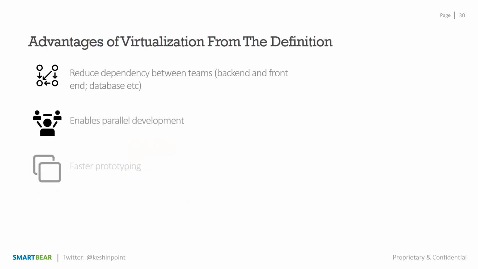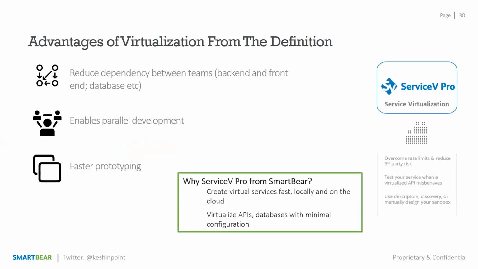So again, the advantages, I've touched on all of these during my discussion on virtualization. It reduces dependencies, enables parallel development so different teams can work together, and allows faster prototyping, especially if you're a startup, right? You want to move fast, get things done, and get your MVP out there in the market. Tools like SmartBear's ServiceV Pro are among the more advanced tools in the market, and also easy to use, where you can overcome third-party limits, reduce any sort of third-party risk, and test and develop services much faster, right?